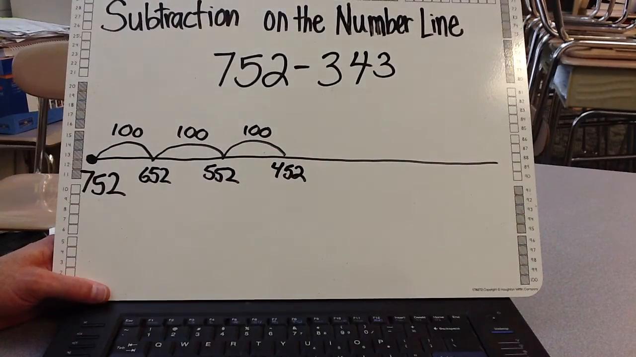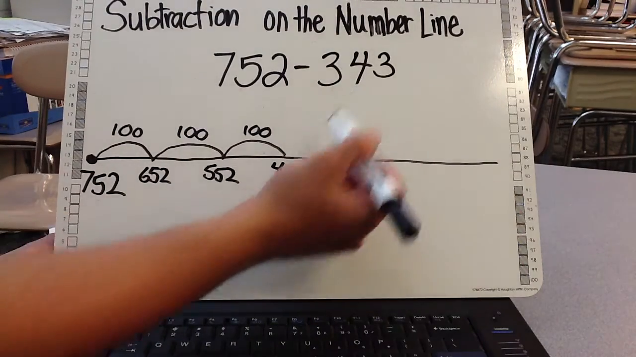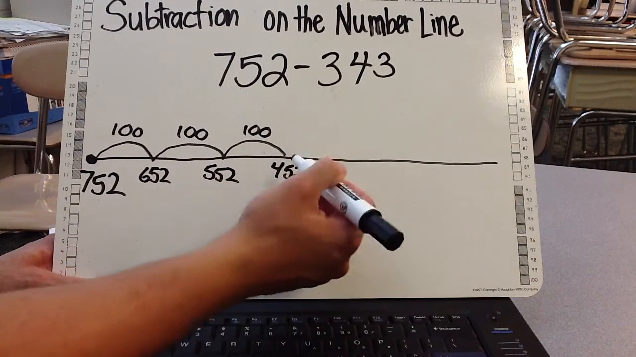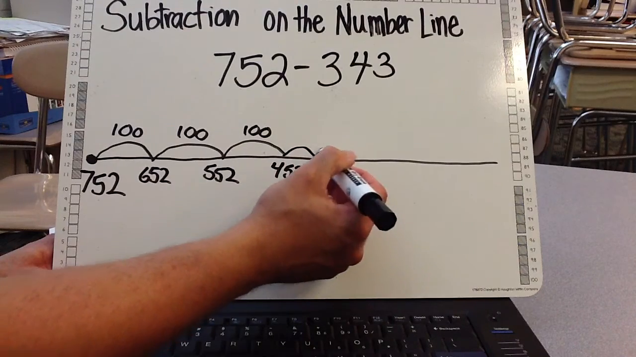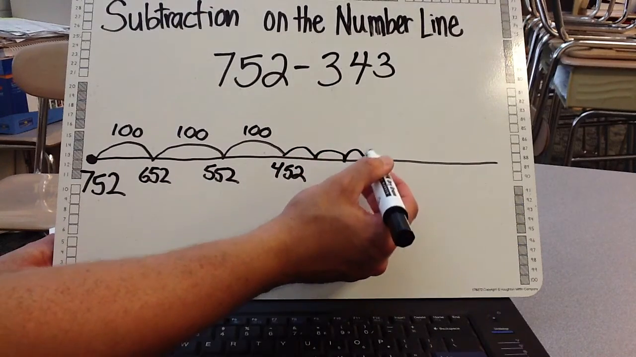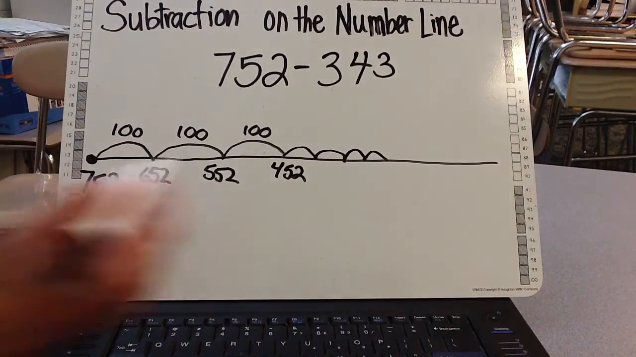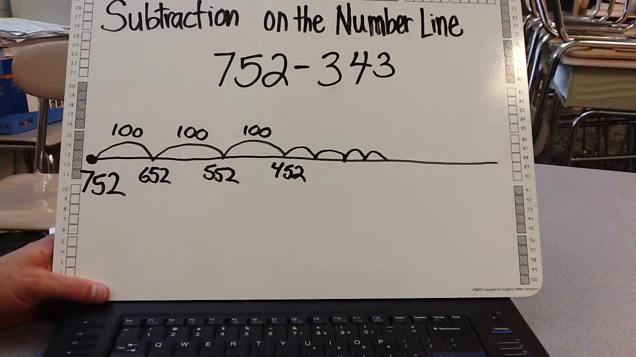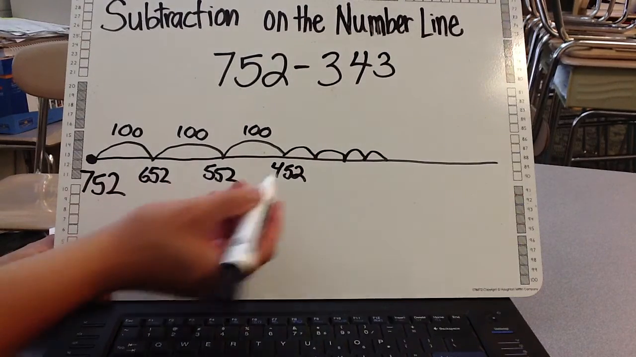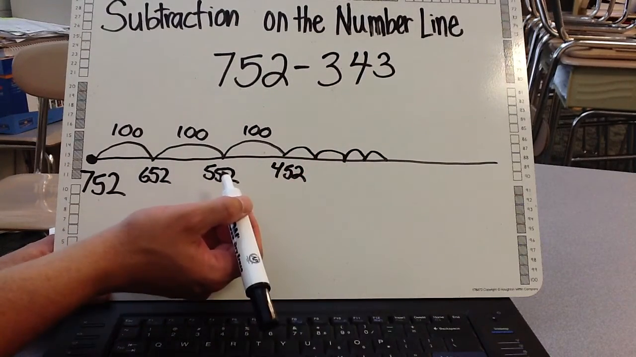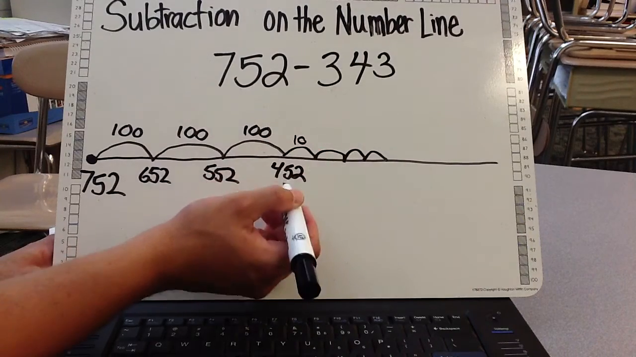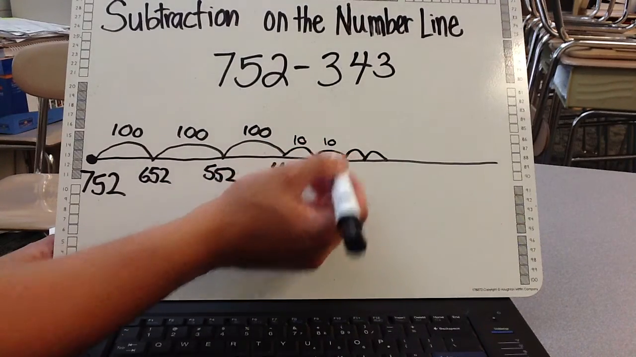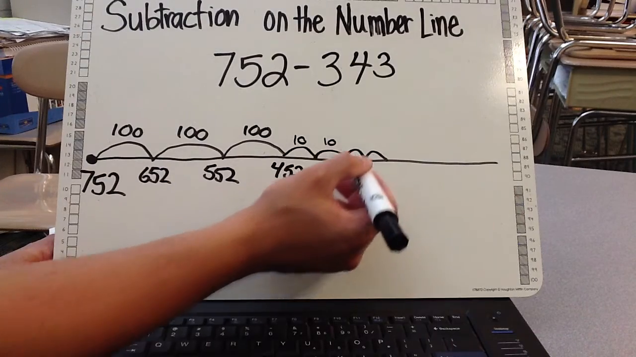Okay, now I'm going to go ahead and take away my tens. I have 4 tens, so I'm going to take away 40 and make 4 leaps of 10. 10, 20, 30, and 40. You notice that my leaps of 10 are smaller than my leaps of 100 because the number 10 is smaller than 100. So it's a good way just to show the magnitude or the size of the number. So again, at the top of each little jump backwards, I'm going to go ahead and put a 10 to show my students that I'm subtracting 10 from the number 452 now.